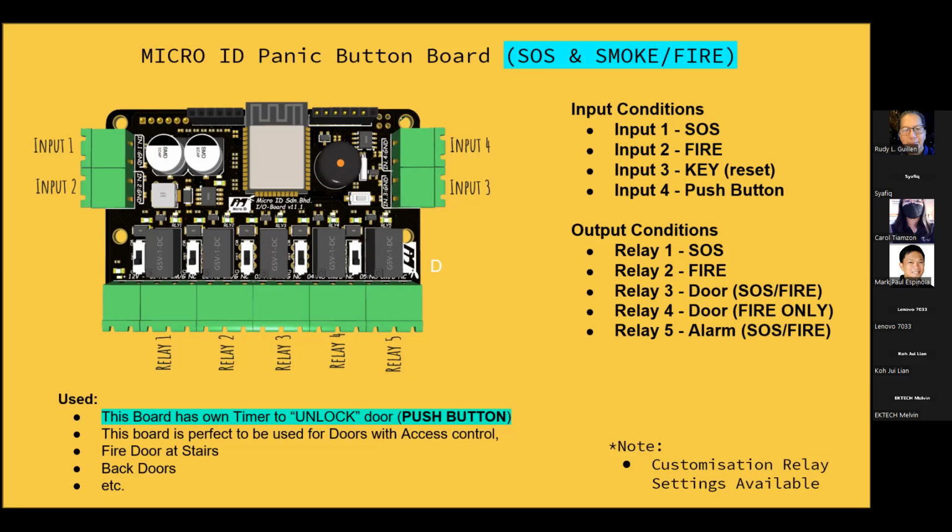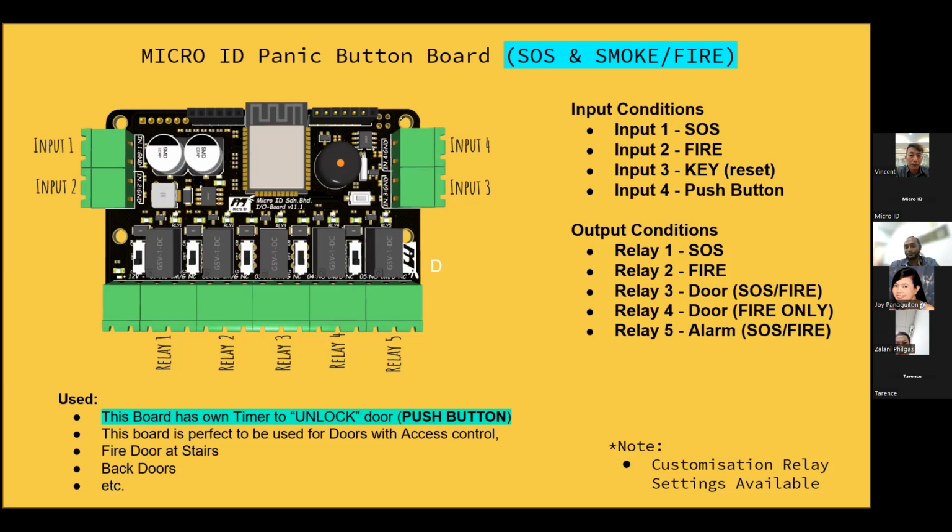That one means we have one SOS input, one fire input, a key reset, and a push button. This push button is temporarily used for door opening, so relays 3 and 4 can be configured to open the door itself. But you don't need to fit into this, because these can be set in the system to your own liking. This is the guidance we use to make it the standard.